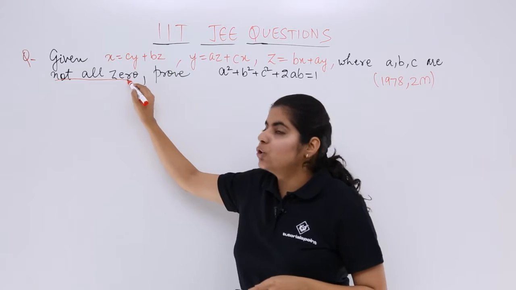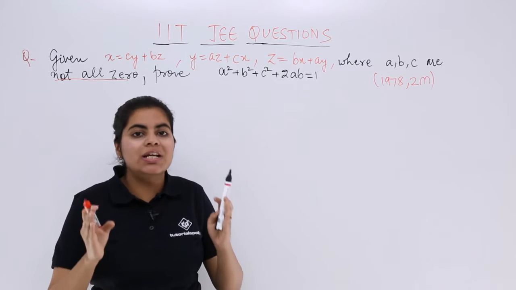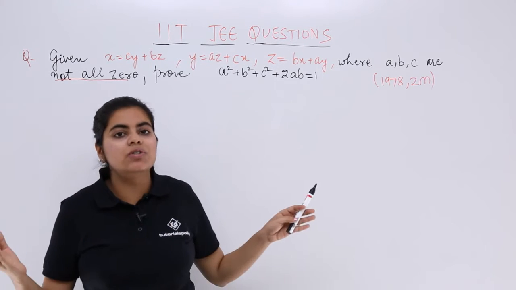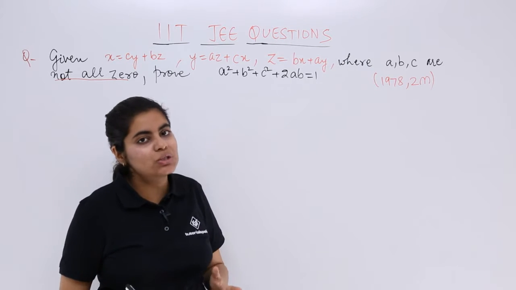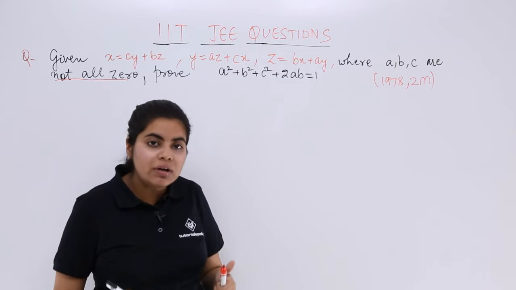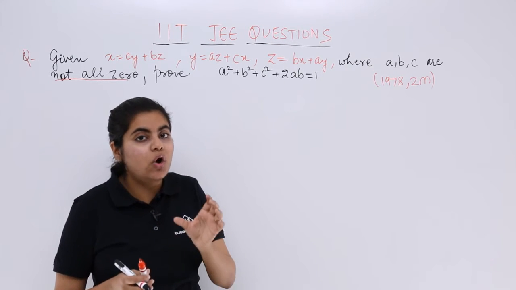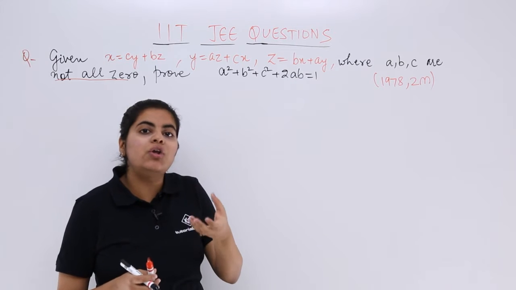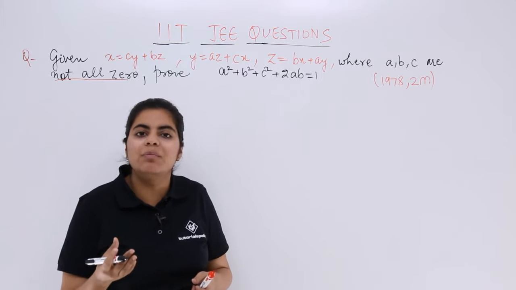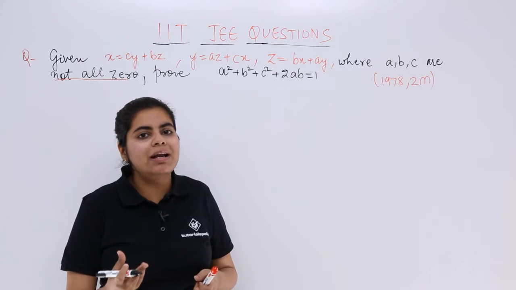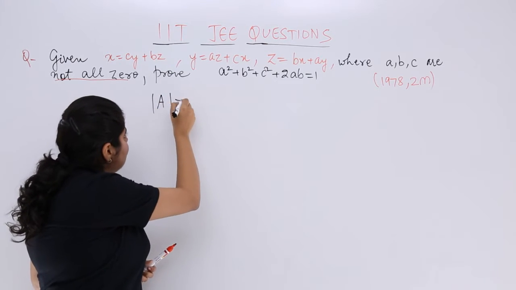Where x, y, z are not all 0. Not all 0 means you have a short trick: you have to put the coefficient matrix determinant equal to 0 and prove that a square plus b square plus c square plus 2abc equal to 1. Now I have already told you in my previous videos on IIT JEE questions that for not all 0 values or for a non-trivial solution, you have to always put the determinant value of the coefficient matrix equal to 0, right?